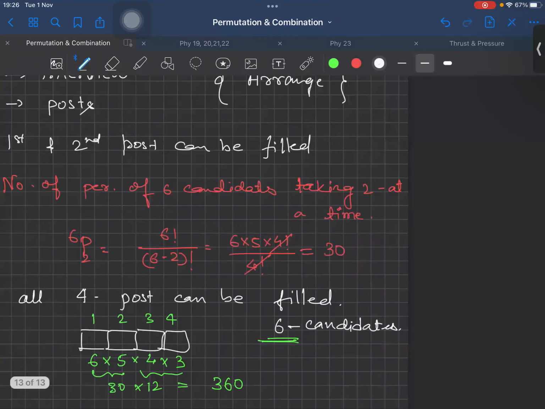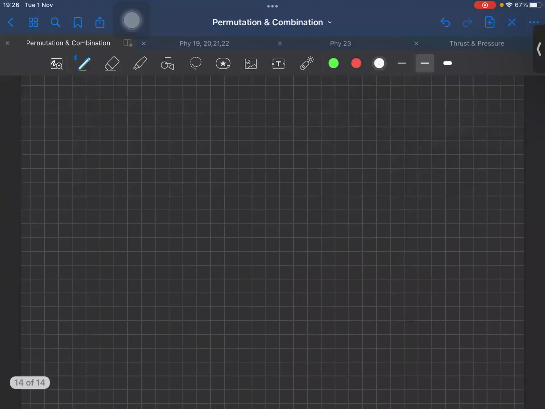Okay, next problem. 3 married couples are to be seated in a row. Write down. 3 married couples are to be seated in a row, having 6 seats in a cinema hall.